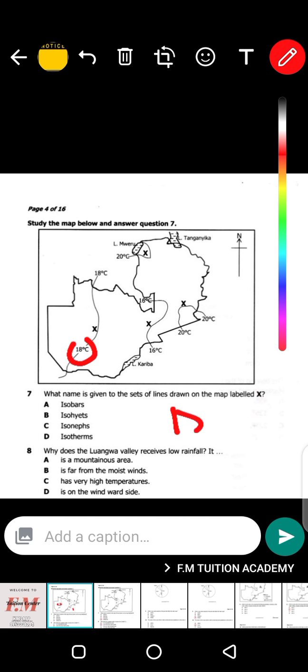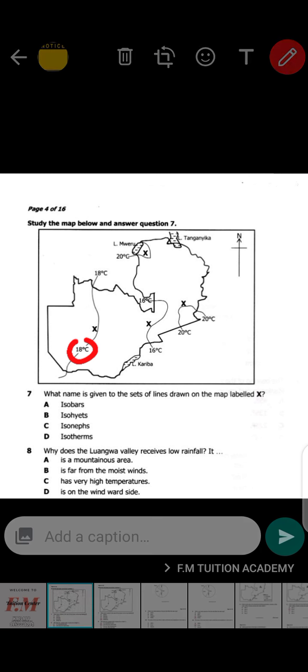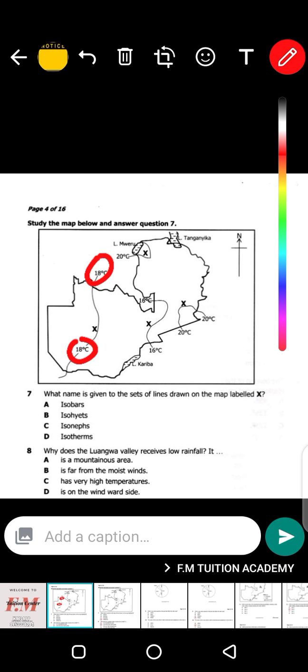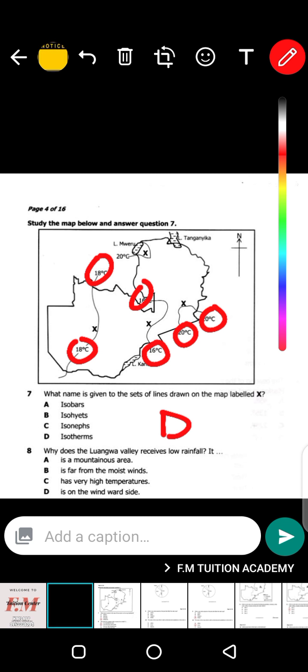So the answer is actually D. These lines that have the same degrees, start with 18 and end with 18, 16 ends with 16, 20 ends with 20, going like a curve. You see, it's these lines here. So these ones are called isotherms, D.